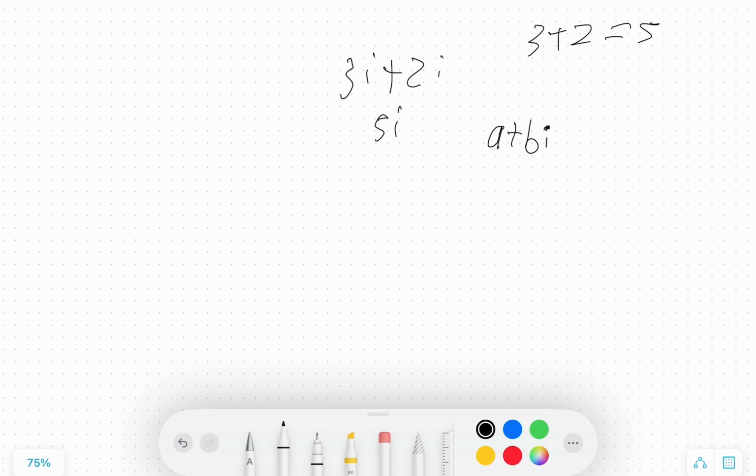A is a real number, B is a real number, and what I mean by real number is it doesn't have an i in it. There's no square root of negative 1. So A and B are real numbers. You always write it in that form. So 5i, there's no square root of negative 1 involved.